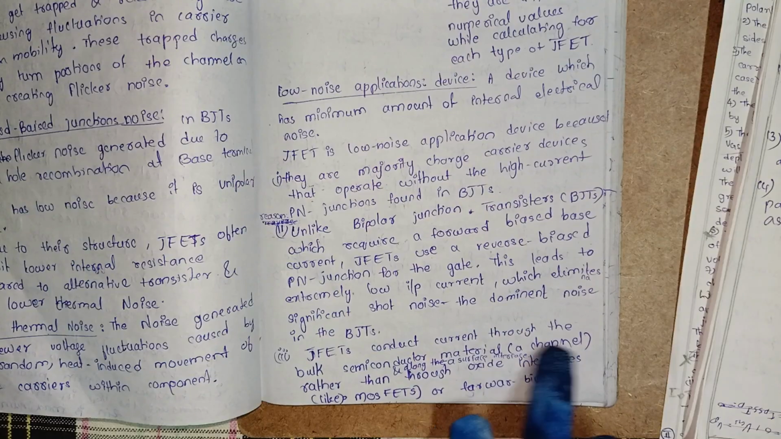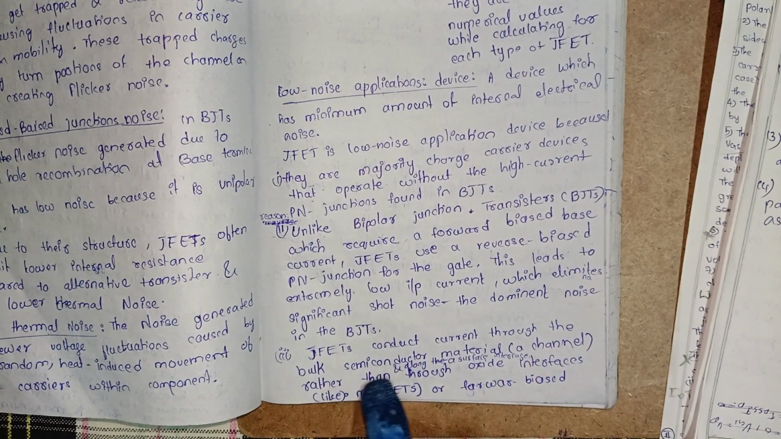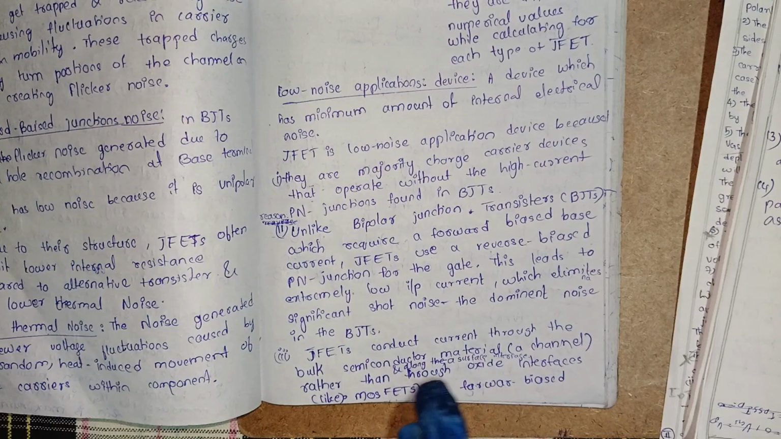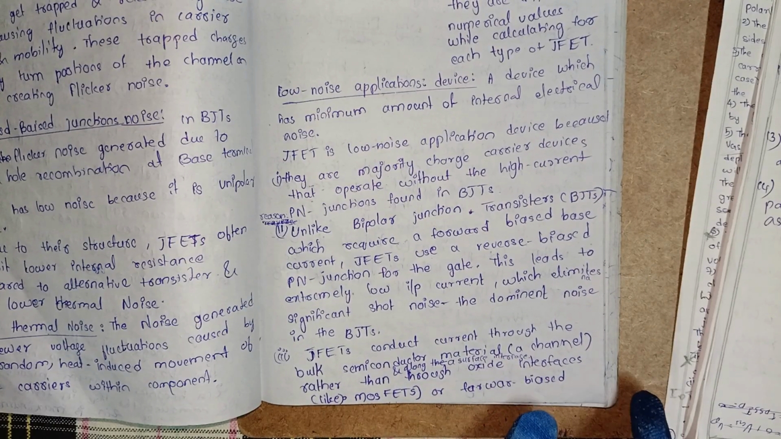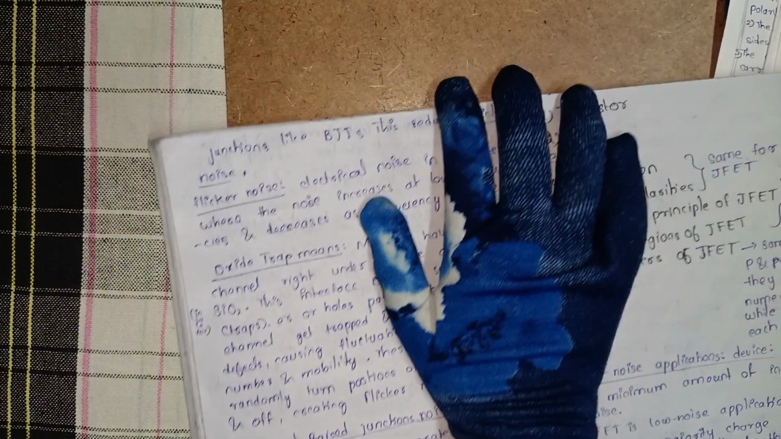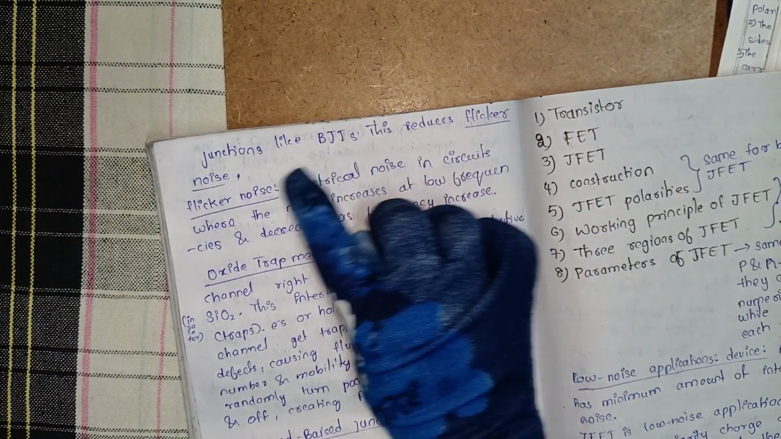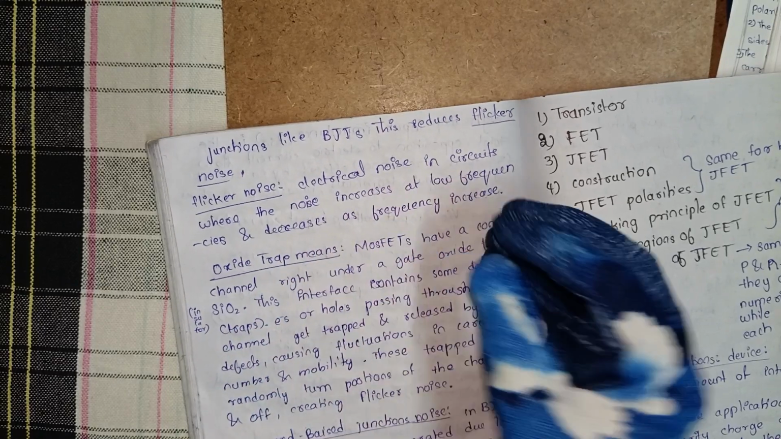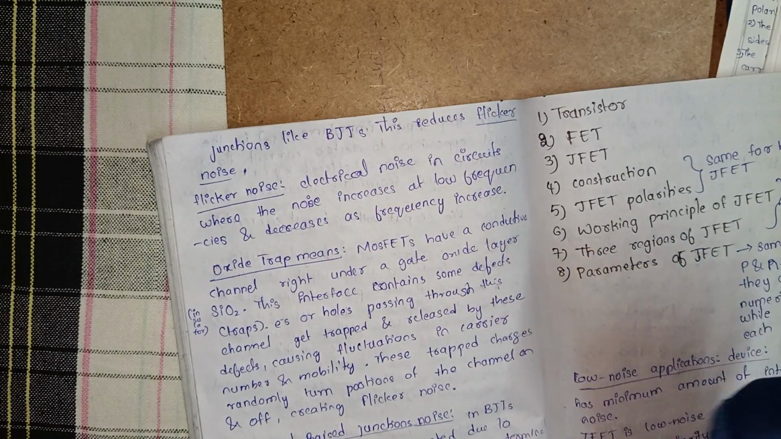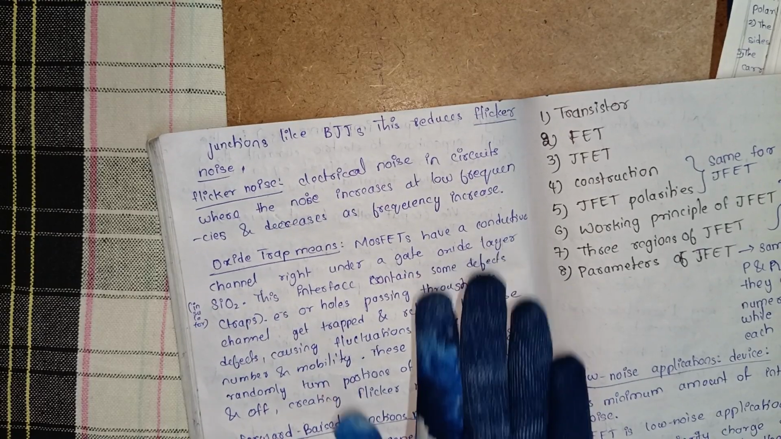JFET conducts current through the bulk semiconductor material, a channel, rather than along a surface interface or an oxide interface like a MOSFET, or forward bias junctions like BJTs. This reduces flicker noise. Flicker noise means electrical noise in circuits where the noise increases at low frequencies and decreases as frequency increases.